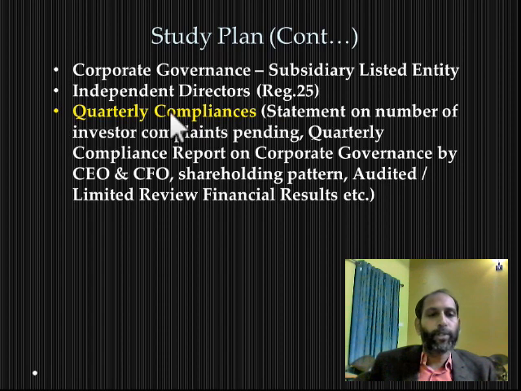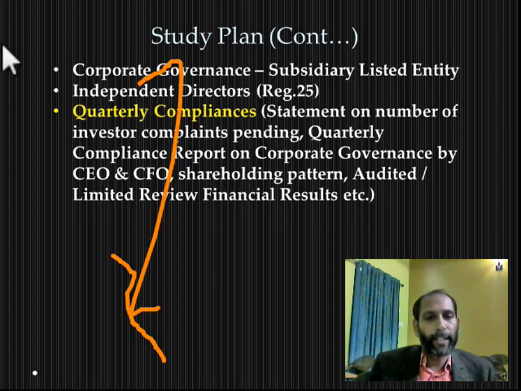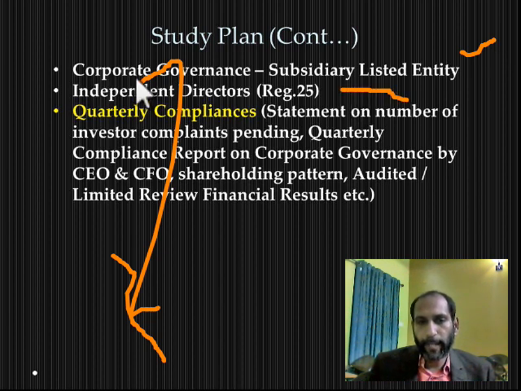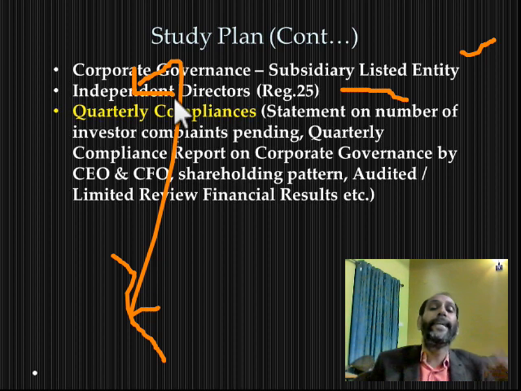This slide is also important. Now we are dealing more with corporate governance with respect to subsidiary listed companies. That is not that much important. Independent director provisions, which is very important. I told you independent director provision is very important. You have to study in detail.